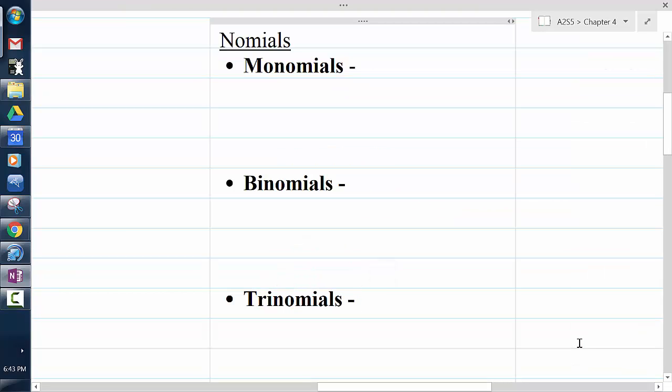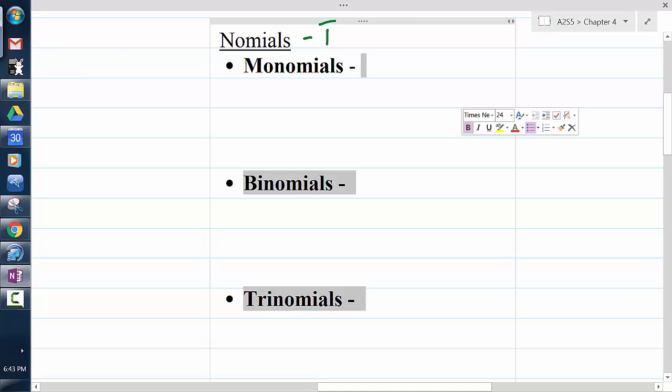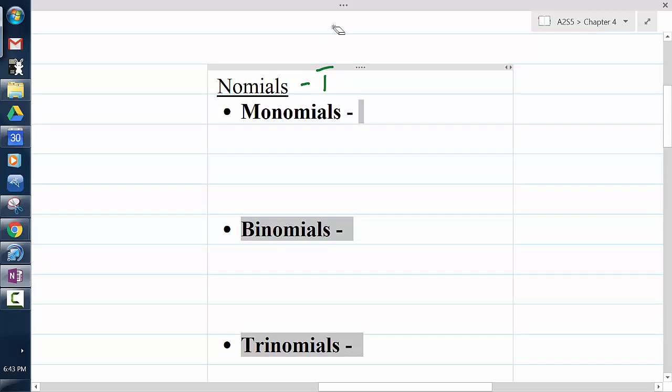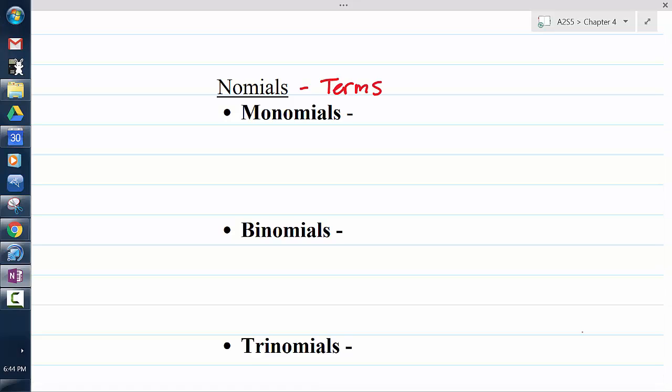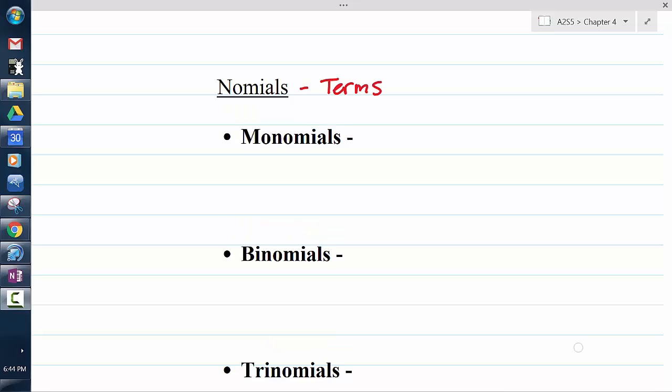brings us to what I call nomials. Now, with nomials, I define nomials as just terms. Now, other people might define it different ways, but I define a nomial as just a term. It makes it easier to define the other words or the other vocabulary.